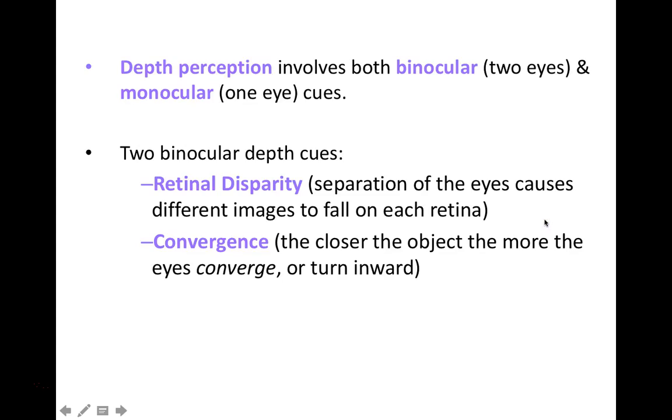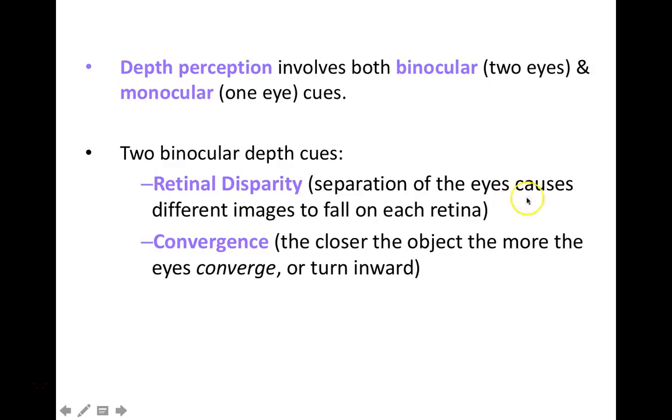Now, how do we do depth perception? Well, depth perception involves both what we call binocular, requiring two eyes, and monocular, requiring one eye, cues. There are two major binocular depth cues. One is called retinal disparity, which involves the separation of the eyes, causing different images to fall on each retina. And then there's this notion of convergence. The closer the object, the more the eyes converge or turn inward.